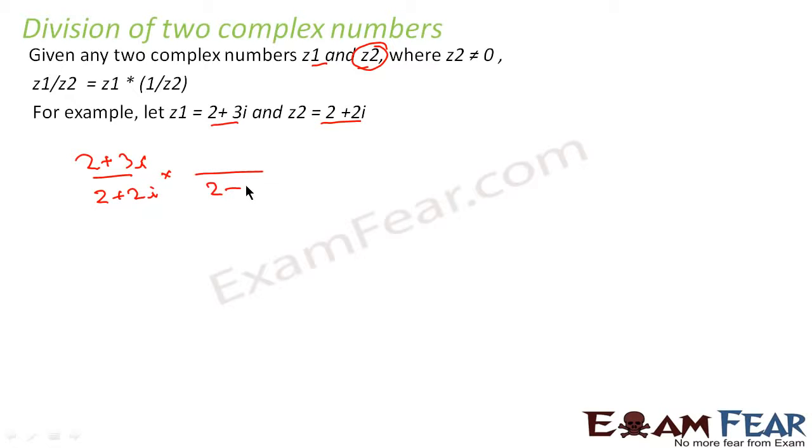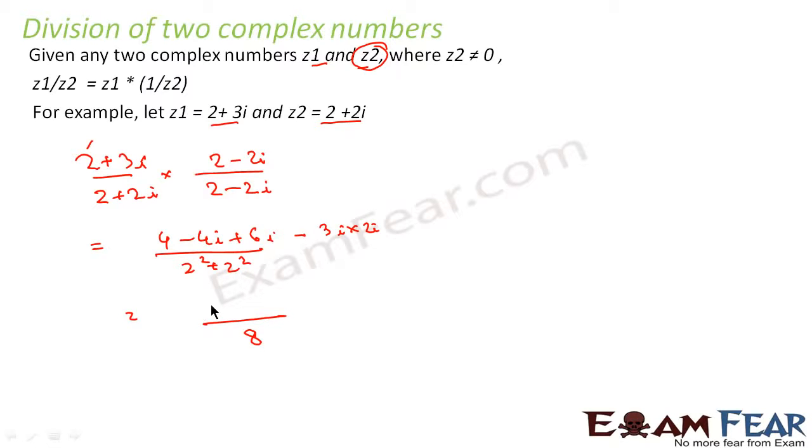It is in the form of a plus ib. So we'll multiply and divide by a minus ib, that is 2 minus 2i. So the denominator becomes 2 square plus 2 square, as we have seen. And the numerator we have to now multiply. So we'll say 2 into 2 is 4. Then 2 into minus 2i will become minus 4i. Then take 3i, 3i into 2 is 6i. And then minus 3i into 2i.